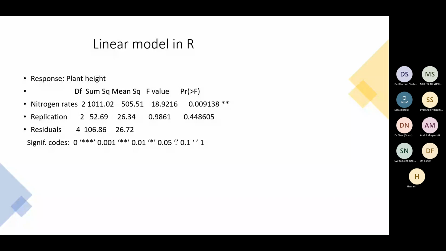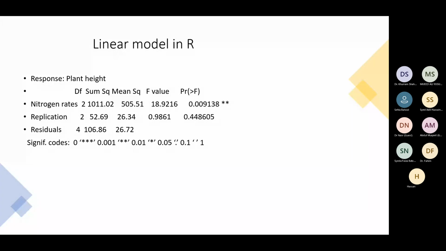I have continuous variables like nitrogen rates. I make the response variable plant height, and the independent variable is the nitrogen rate. So it is a simple design. I use a linear model, and you can see that the nitrogen rate effect is significant. Our rates are 0, 75, and 150. So this shows that the effect is significant.